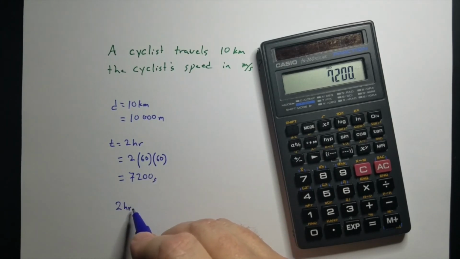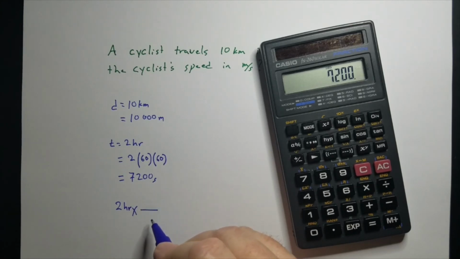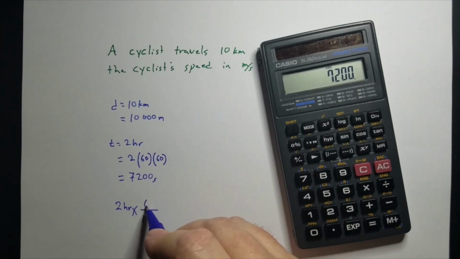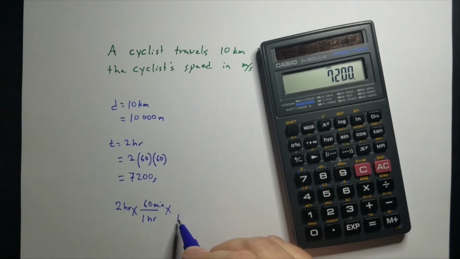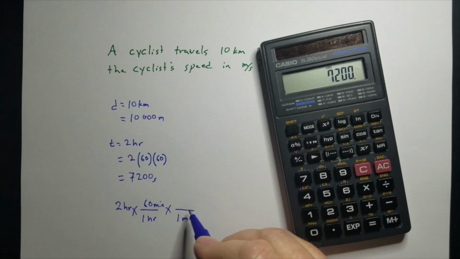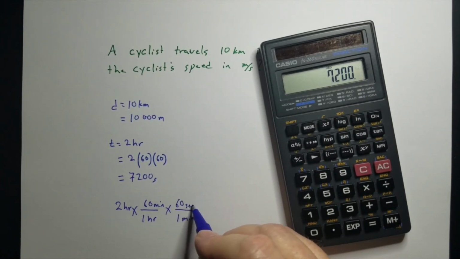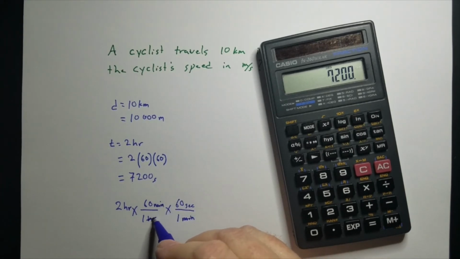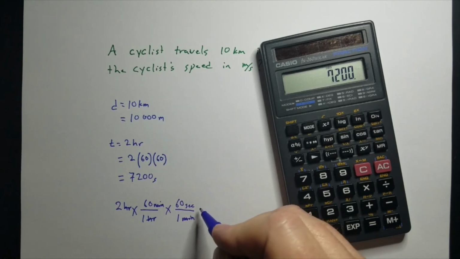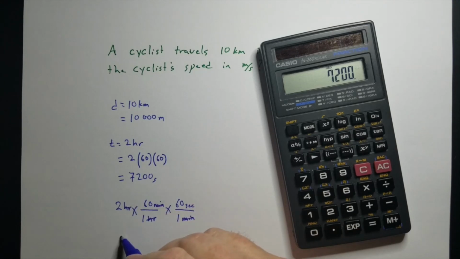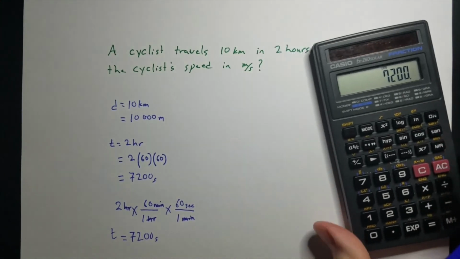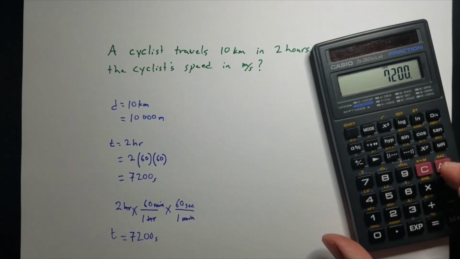Now, if you want to see this written out more formally, it looks like this. 2 hours. 1 hour is 60 minutes. 1 minute is 60 seconds. Minutes cancel out minutes. Hours cancel out hours. Multiply across the top, divide by the bottom, which is just 1. And we still get 7,200 seconds. So that's it written out more formally. But you don't have to necessarily show all that work. You have to see what your instructor wants.